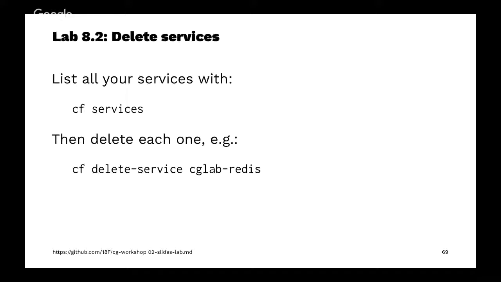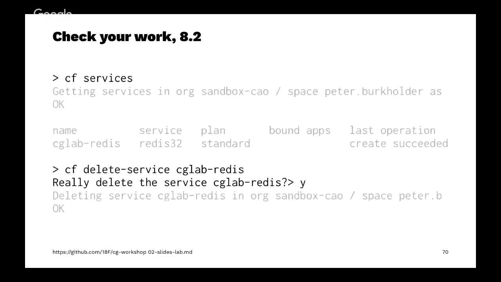Likewise, with services, you can list them with the cf services command, and then delete each one with the cf delete-service command. There should only be one service running, the Redis one. You can delete that. And you get roughly the same output: list the services, and then confirm the delete-service.